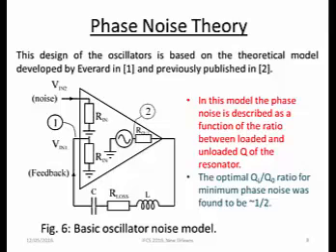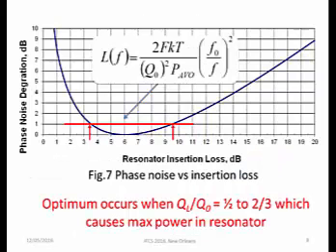Now, using this model, we can express the phase noise of the oscillator as a function of the ratio of the loaded to unloaded Q. And it was found that for the optimal phase noise, the ratio of loaded to unloaded Q has to be about half. And this means that the insertion loss in the resonator will be 6 dB. And in this graph, we can also see that if the insertion loss in the resonator is within the range of 3.5 to about 9.5 dB, the phase noise degradation is lower than 1 dB.